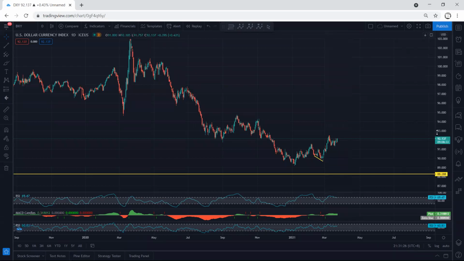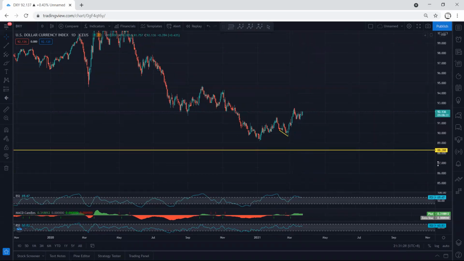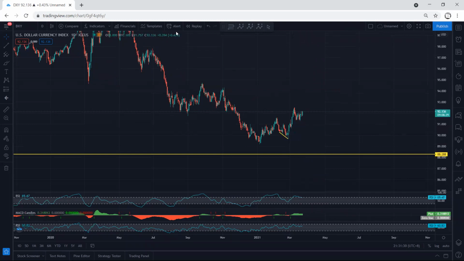Dollar index, we start with daily chart. Okay, if we refer to our analysis, we mentioned for long term we're looking for buy, but the question is whether this is the start of the up move or still we can expect the price to give us one more drop to retest this low, which is 88.29 before we get the next move.